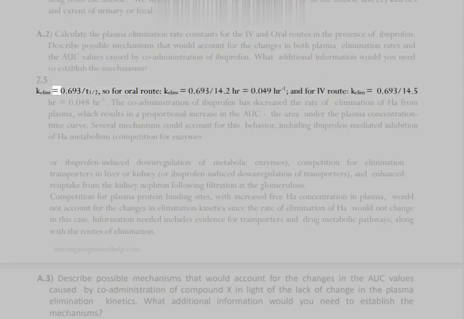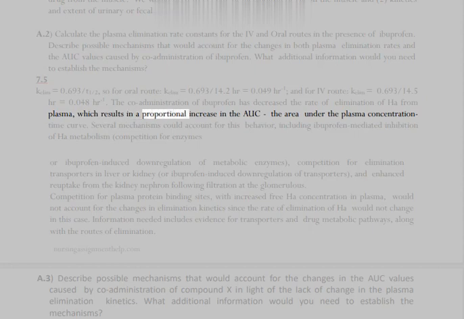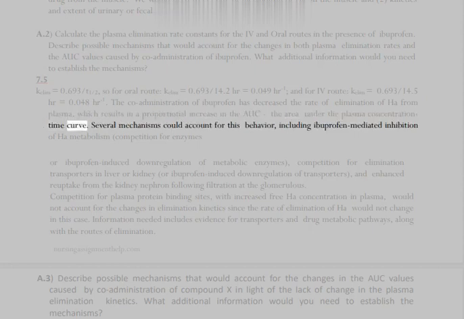k_elim equals 0.693/T1/2, so for the oral route, k_elim equals 0.693/14.2 hr, which equals 0.049 hr^-1, and for the IV route, k_elim equals 0.693/14.5 hr, which equals 0.048 hr^-1. The co-administration of ibuprofen has decreased the rate of elimination of HA from plasma, which results in a proportional increase in the AUC, the area under the plasma concentration time curve.